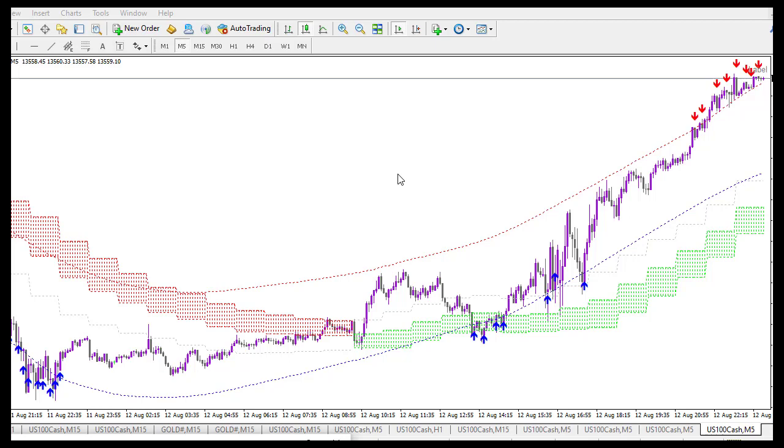I got this indicator free online, so you can get it also.